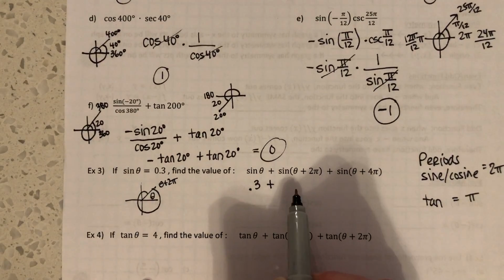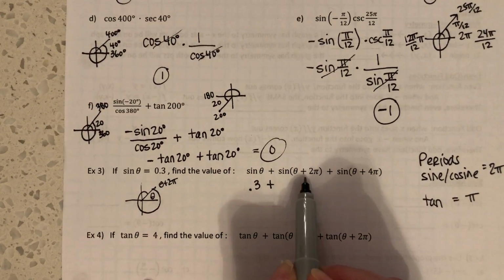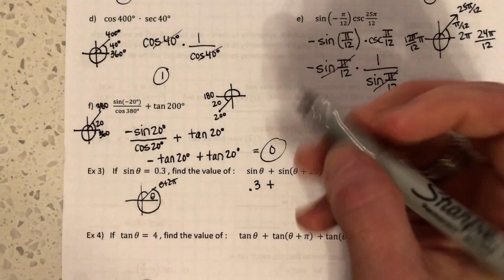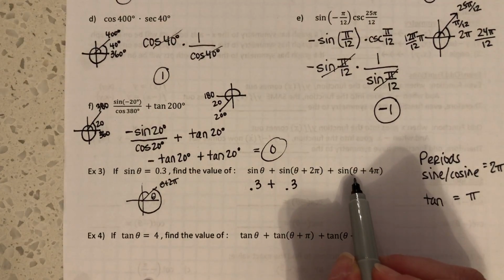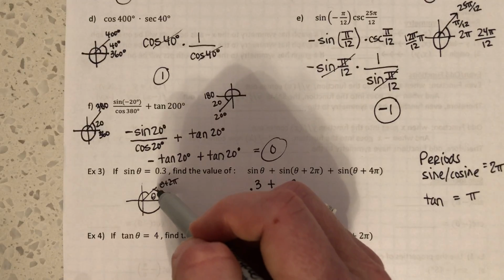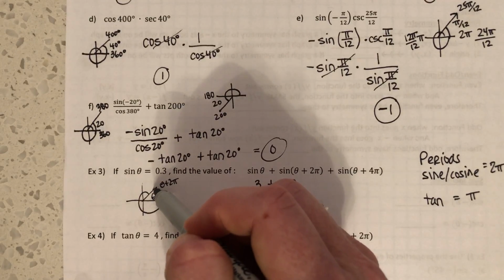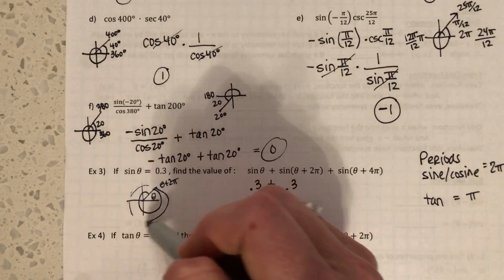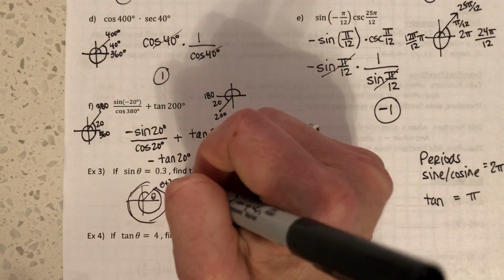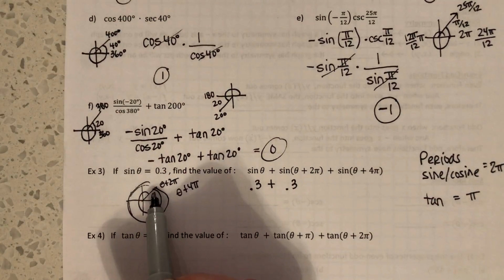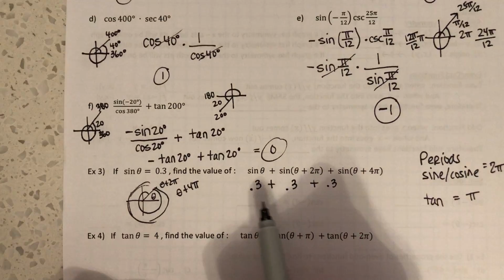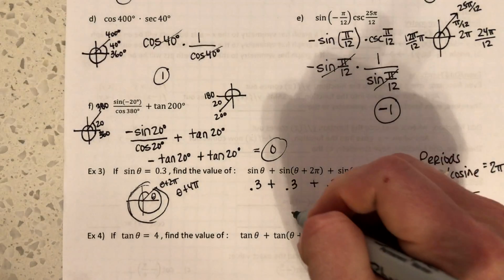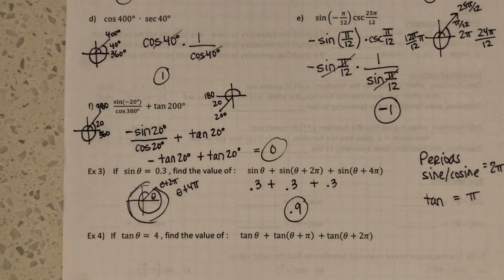So he's going to have the exact same ratio. The sine of theta plus 2 pi radians lands in the same spot, so he has the ratio of 0.3 also. All right, and then at angle theta plus 4 pi, well, guys, I already rotated 2 pi radians around. If I rotate another 2 pi radians around, that's going to be theta plus 4 pi radians, which also lands in the exact same spot. So he'll have the same sine ratio, which is also going to be 0.3. So 0.3 plus 0.3 plus 0.3 is 0.9. And there's your answer.